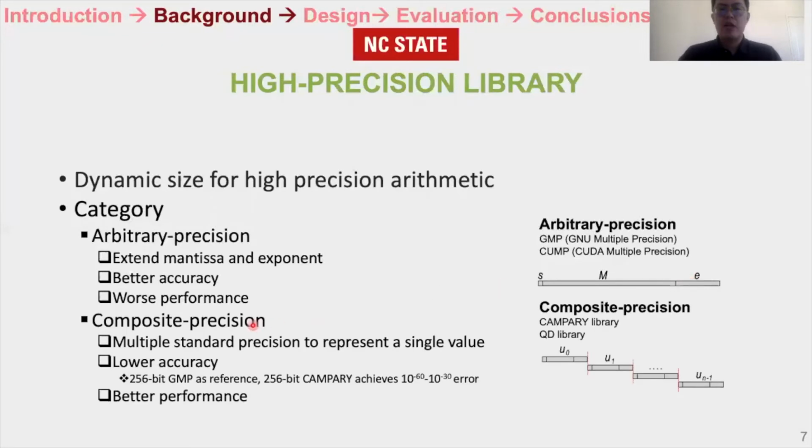The second category is called composite precision, like the right-hand figure. They use multiple standard precision values to represent a single high precision value. For example, this Canterbury composite precision library can use 4 doubles to represent a 256-bit high precision value and achieve around 10 to the power of minus 60 to 10 to the power of minus 30 error rate compared with an arbitrary precision library, which has lower accuracy, however, is already enough, with way better accuracy compared with standard precision. And the best thing about composite precision is the way better performance compared with arbitrary precision. We can see it from our experimental analysis.